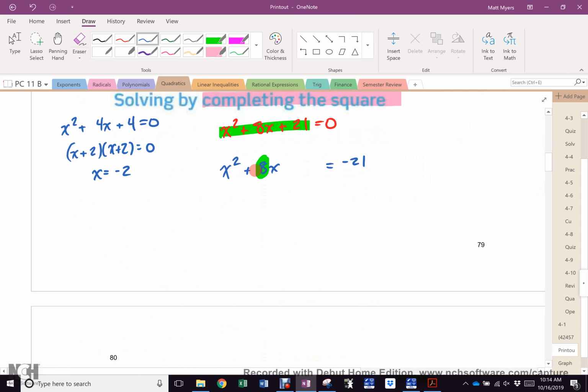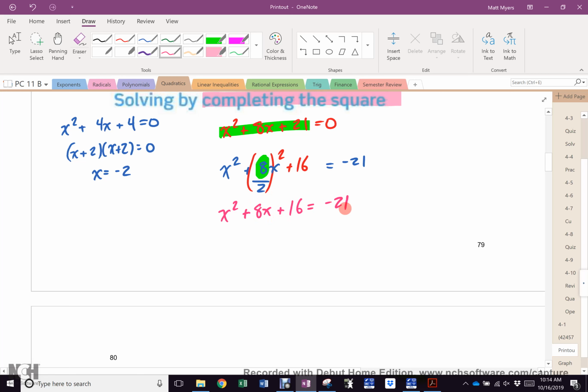What can I do to that value? I can divide it by 2 and then do what with the answer? Square it to get what? +16, agreed? Everyone sees what I've done, yes? So now what is my new left side of the equation? X squared plus 8x, because I had the 8x, plus what?